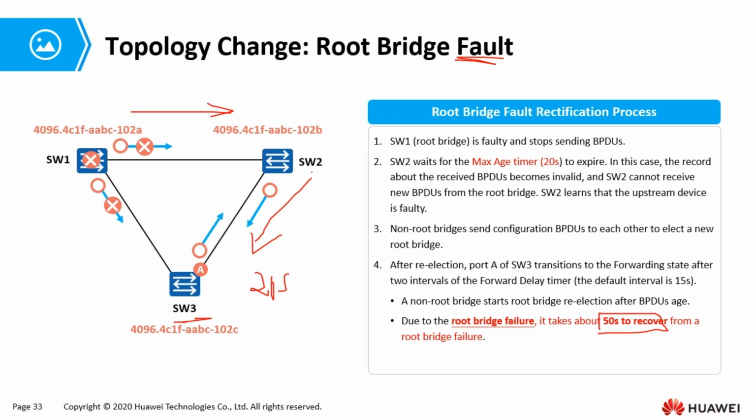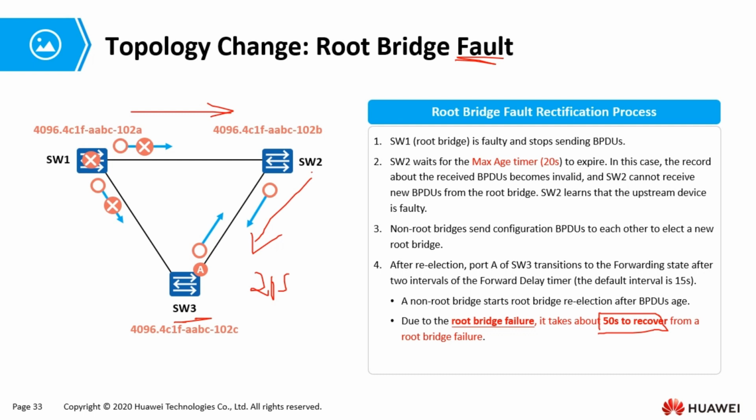After the maximum age time, what happens? It will go into the records and become invalid. So at this time, your non-root bridges will be triggered to send the configuration BPDU to each other to elect the new root bridge.